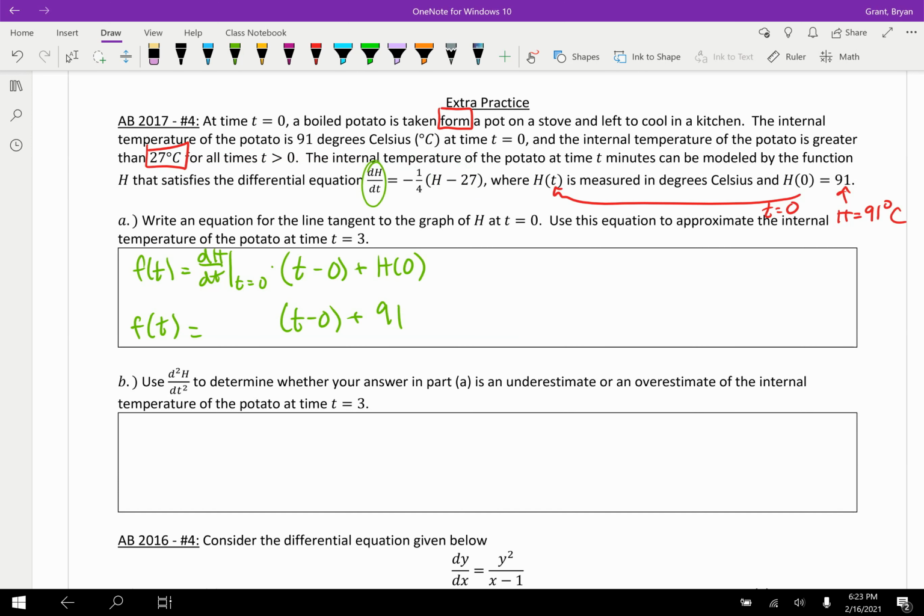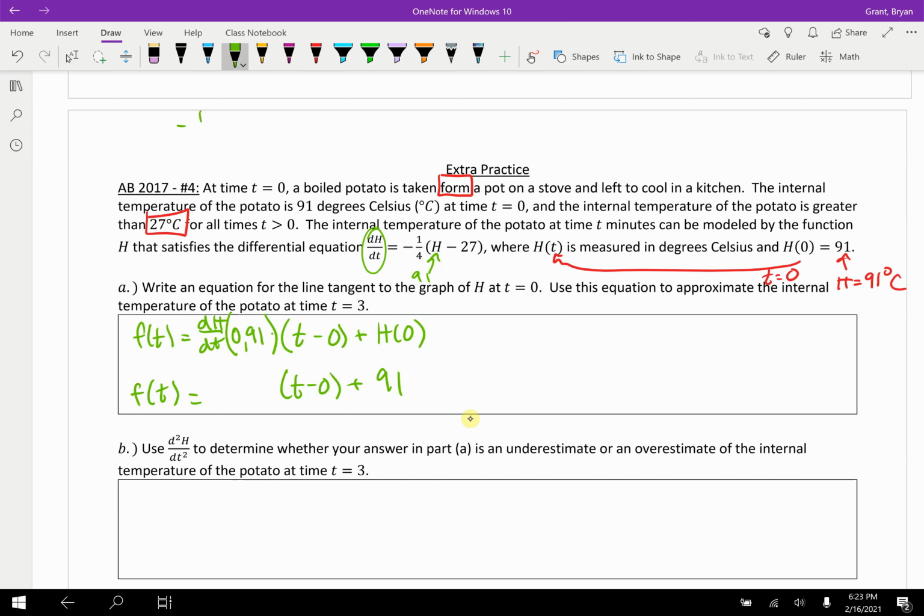So what do we do? Well, we need to remember that dh dt is actually a function of h. So even though it is at t equals 0, another way to think of it is dh dt evaluated when t is 0 and when h is 91. And so when we look at this equation, we want to replace h with 91. I'm going to do a little quick math up above. Negative 1/4 times 91 minus 27. Just working over, negative 1/4.